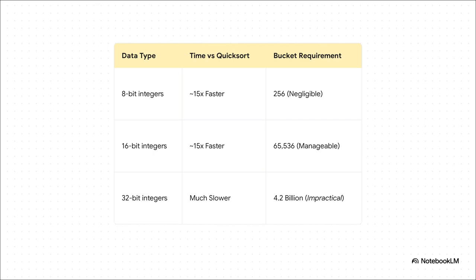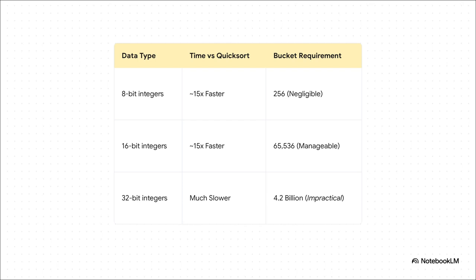And for these small ranges, bucket sort is ridiculously fast. For 8-bit and 16-bit numbers, it just blows quicksort out of the water. We're talking about 15 times faster. So you're probably thinking, why don't we just use this for a 32-bit problem? Well, take a look at that last row. A 32-bit integer can have over 4 billion possible values.